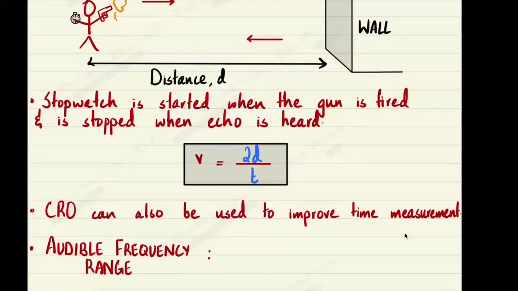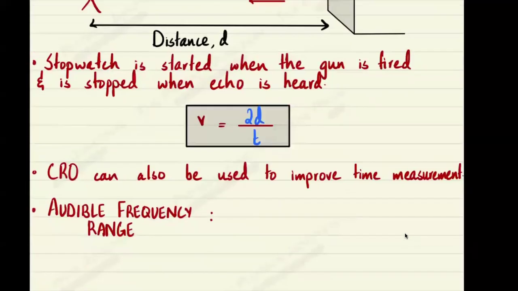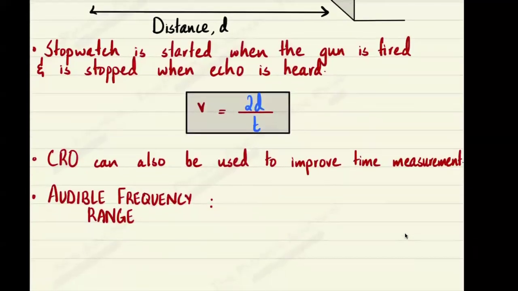Again, something else, and this is just stuff you need to know, not a lot of thinking really involved with the chapter of sound, is the audible frequency range. So you need to know that this is from 20 hertz to 20,000 hertz, and 20,000 hertz is sometimes also written as 20 kilohertz.